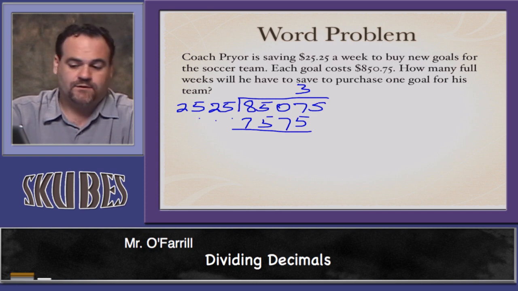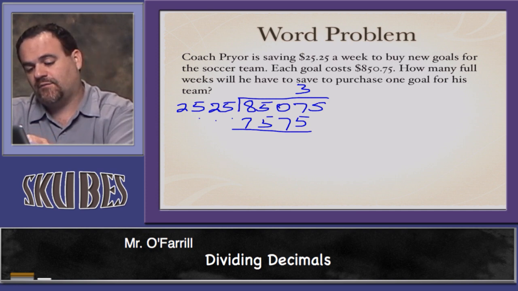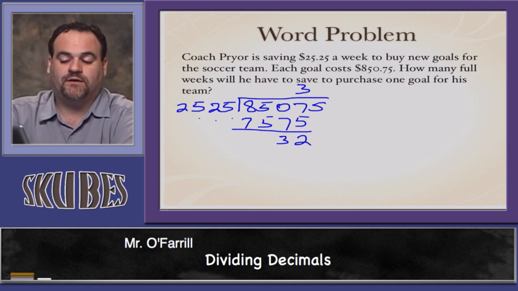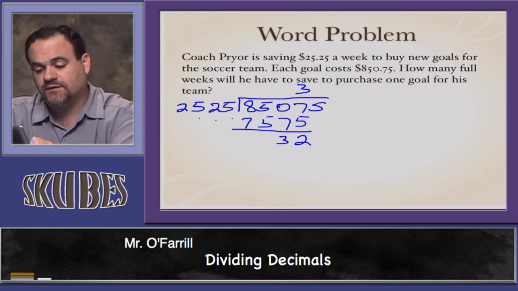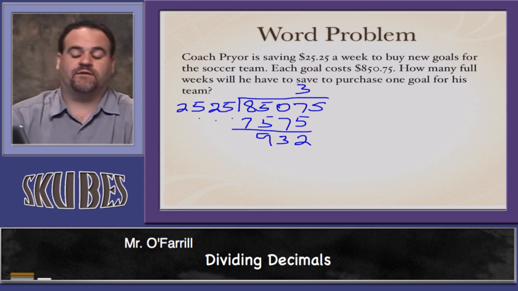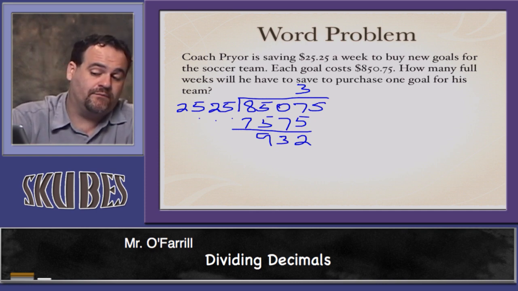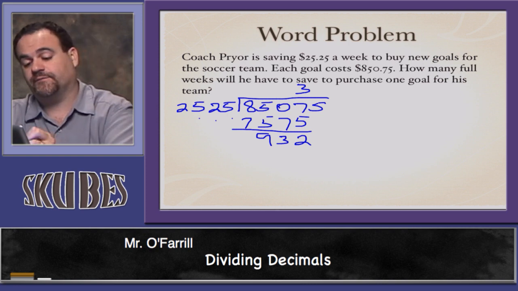Subtract. 7 minus 5 is 2. 10 minus 7 is 3. 14 minus 5 is 9. And 7 minus 7 is 0. So it looks like we have 932. Bring down the 5.